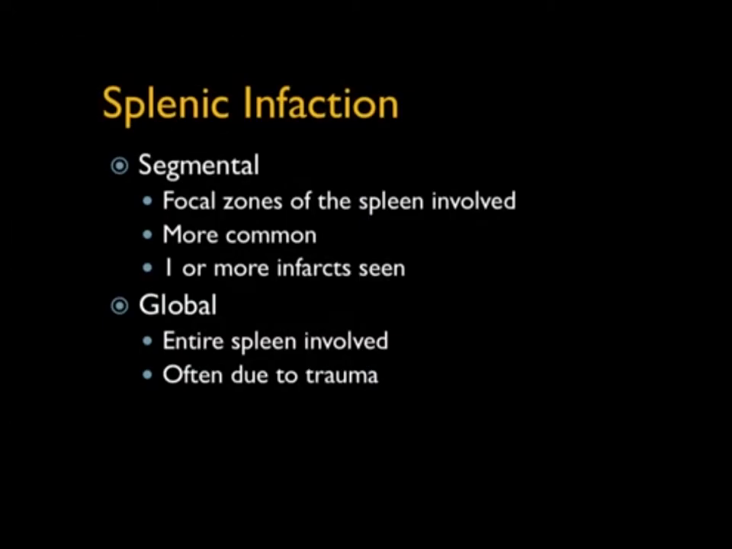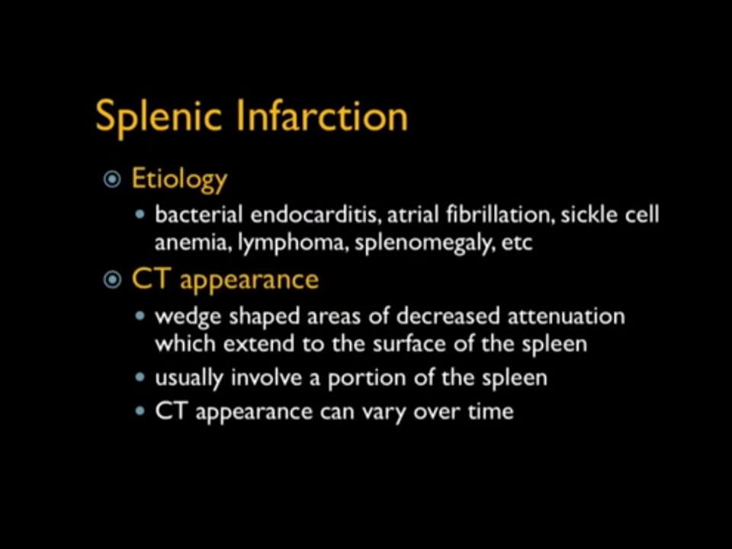Now, when we talk about non-neoplastic processes, one important one to remember is infarction of the spleen. It can be segmental or global. When it's segmental, focal zones of the spleen are involved. One or more infarcts can be seen. We can see also global infarction, where the entire spleen is infarcted, and this could be due to trauma. Often it's due to surgery. So etiology of infarcts, classically endocarditis, atrial fib, sickle cell disease, lymphoma, and splenomegaly, but I always think about endocarditis.